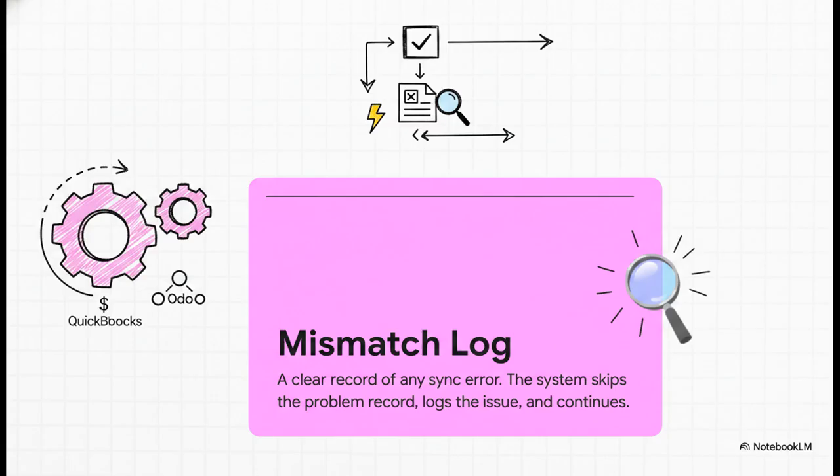Instead of one little error derailing the entire sync, the system is smart. It just skips the problem record, logs the issue for you, and keeps right on going with the rest of the job. This means your operations never get held up by some minor data glitch.